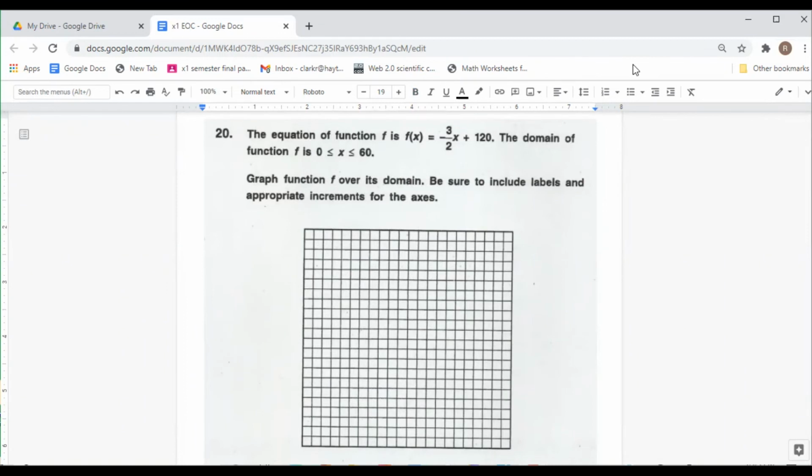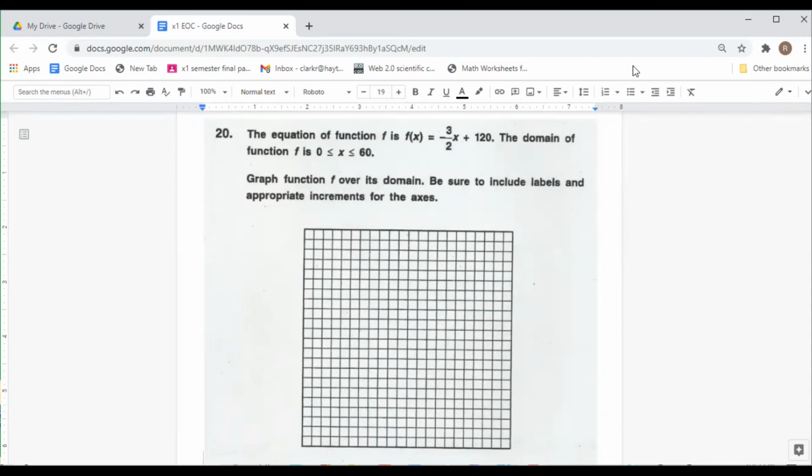The equation of our function f of x is equal to 3/2 x plus 20. I'm sorry, let me read that again. F of x is equal to 3/2 of x plus 120. And it tells us our domain, f, is between 0 and 60. It wants you to graph the function. It wants you to label the appropriate spaces. We have 20 squares by 20 squares. We have to graph some numbers between 0 and 60 on the bottom.